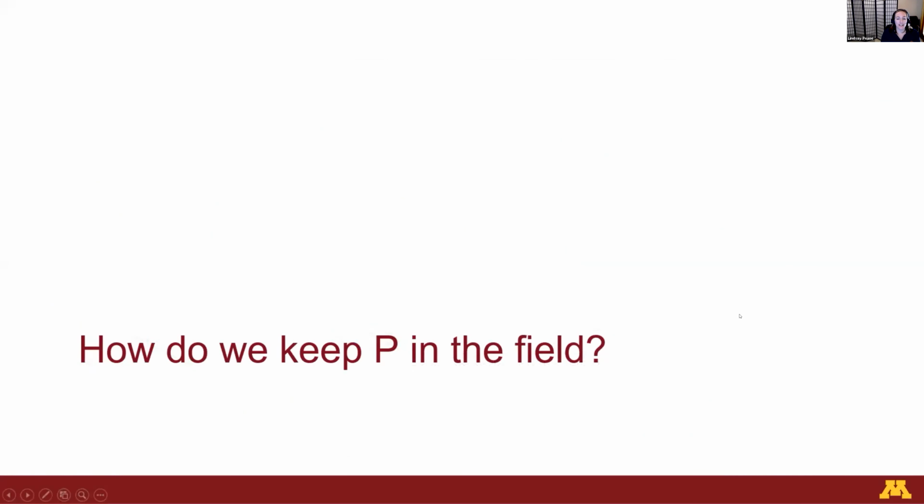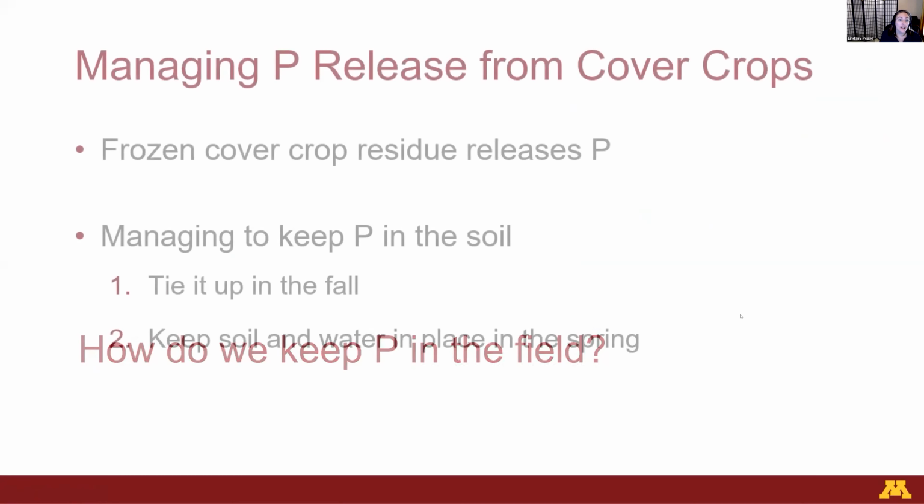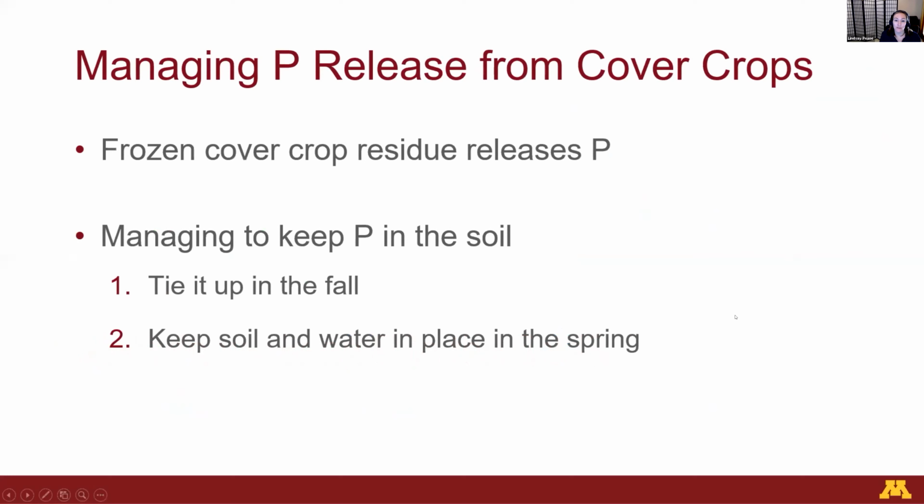And so then how do we keep that phosphorus that's released from the cover crops, if we know that it's going to be released from the residue? What do we do to keep that in the field? Well, we want to make sure that we can tie that up in the fall. And then we also want to make sure we keep the soil and water in place in the spring.